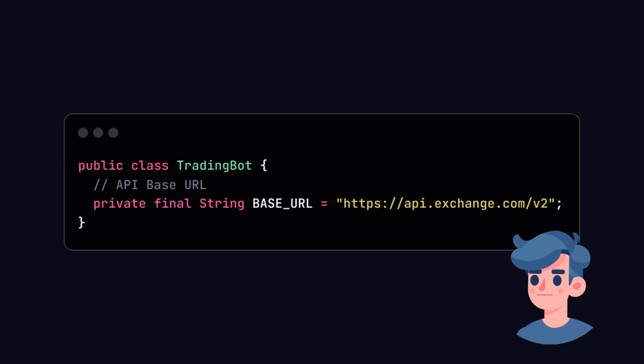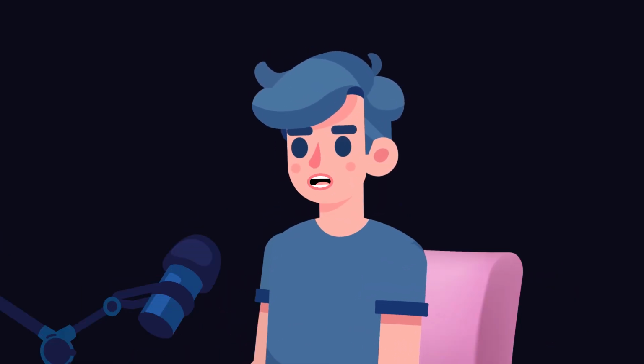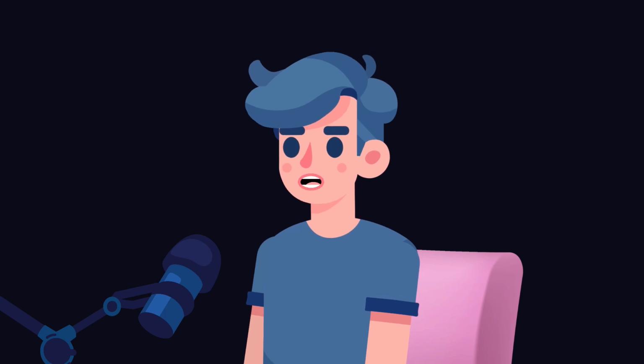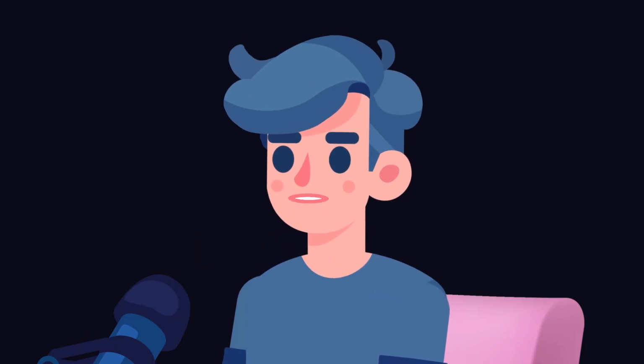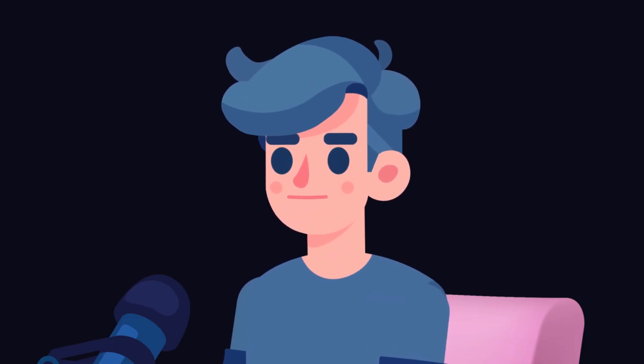Create a new Java class named TradingBot. Within this class, we will create methods that handle trading operations. Here, we've defined a base URL for the API. You will replace exchange.com with the actual exchange you chose, like Binance.com or KuCoin.com. Make sure to read their API documentation for specific endpoints.